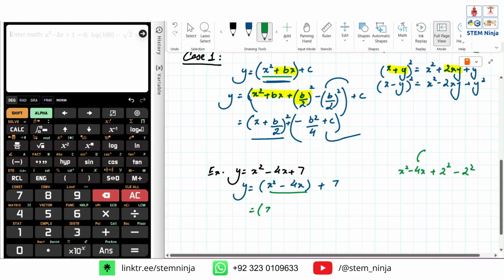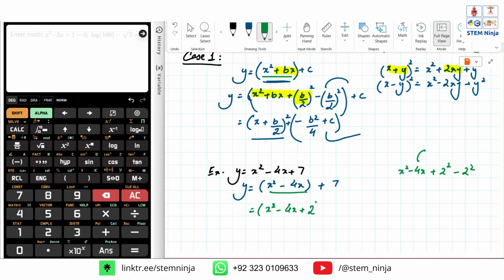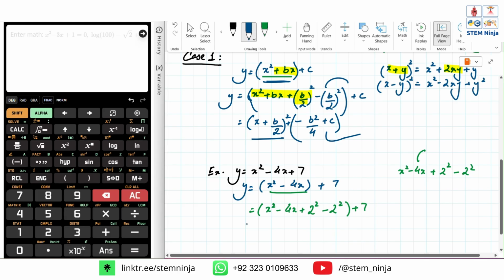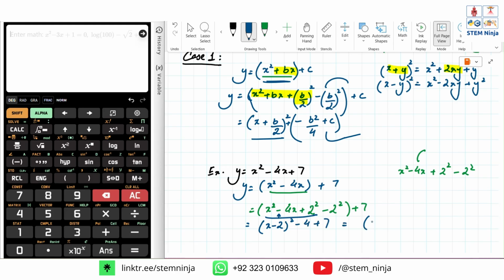So this will turn into x squared minus 4x plus 2 squared minus 2 squared plus 7. And then what we will do, this is the square and the middle term means that this is the square of a difference. So x minus 2 whole squared minus 4 plus 7. This simplifies to x minus 2 whole squared plus 3, since 7 minus 4 is 3. Simple, straightforward.